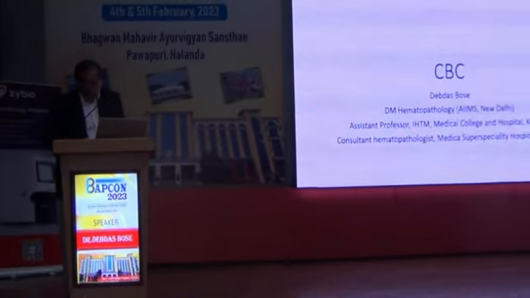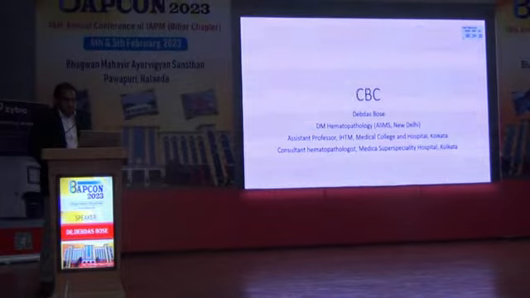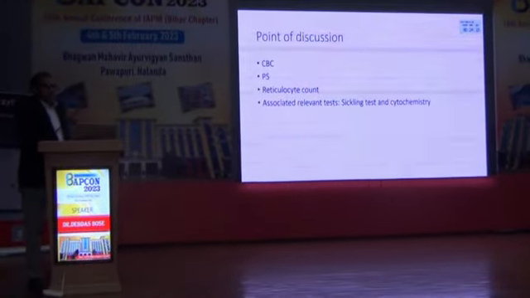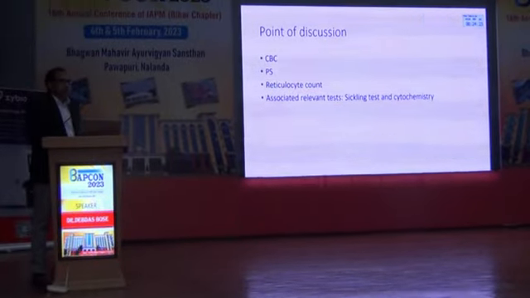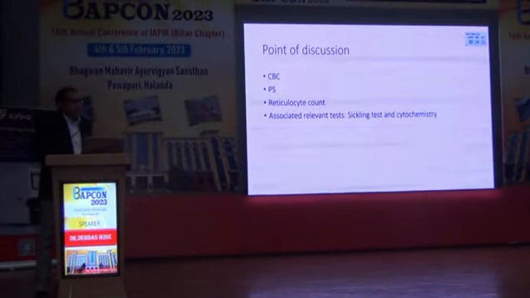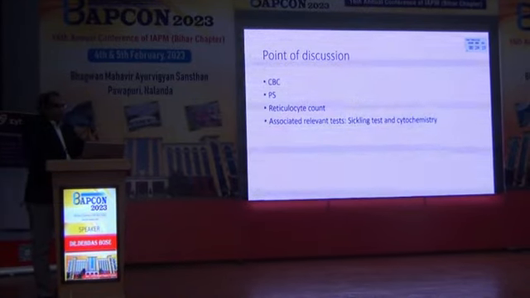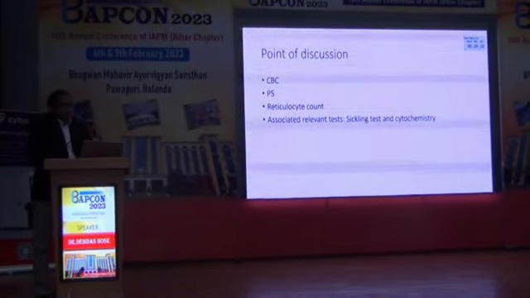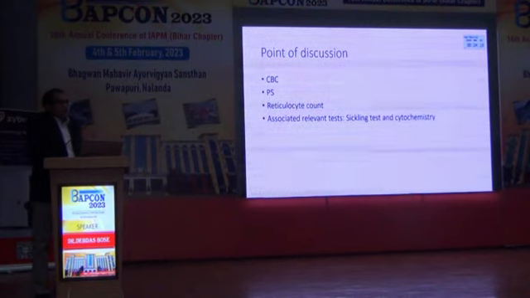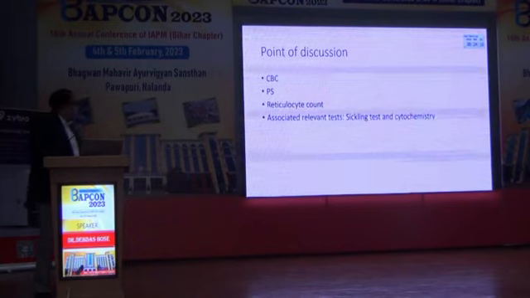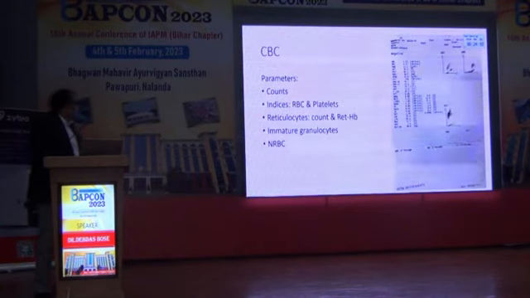See, CBC is definitely our bread and butter, and we can diagnose many diseases in CBC. So our point of discussion will be complete blood count, then peripheral smear, then retic count. These are all very important, and there are other associated tests that are to be done after examining the CBC, like sickling and cytochemistry for leukemia.